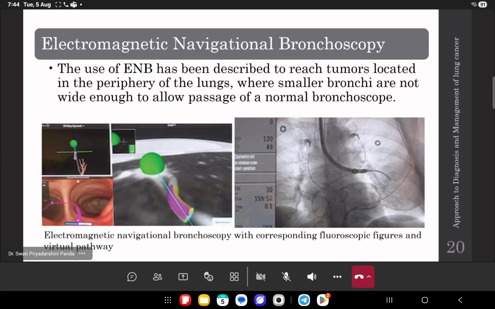Electromagnetic navigation bronchoscopy. The use of ENB has been described to reach tumors located in the periphery of the lungs where smaller bronchi are not wide enough to allow passage of a normal bronchoscope. This is how, with electromagnetic navigation bronchoscopy, with the help of fluoroscopy figures and in a virtual pathway, we can see it.